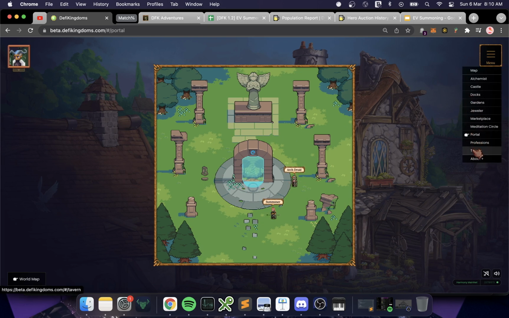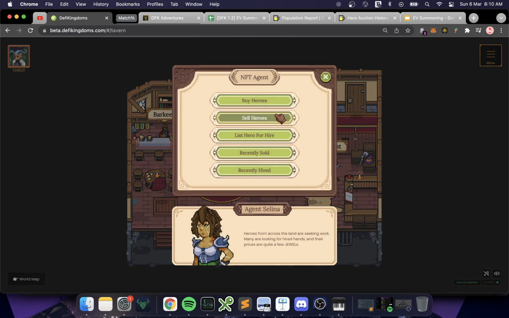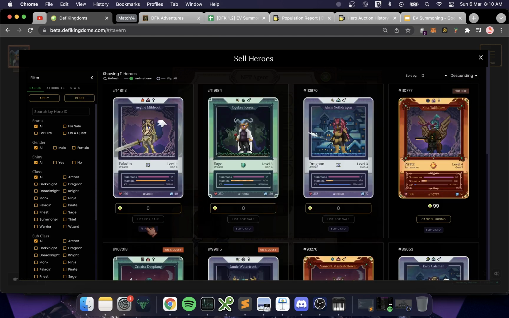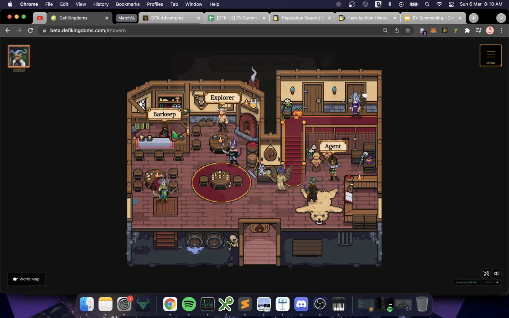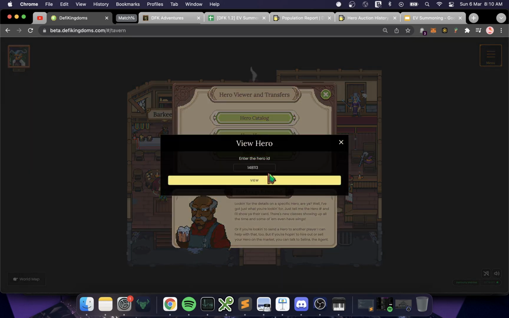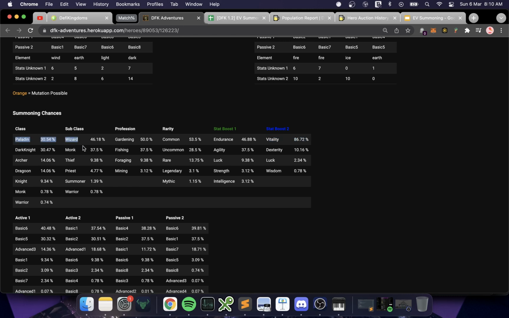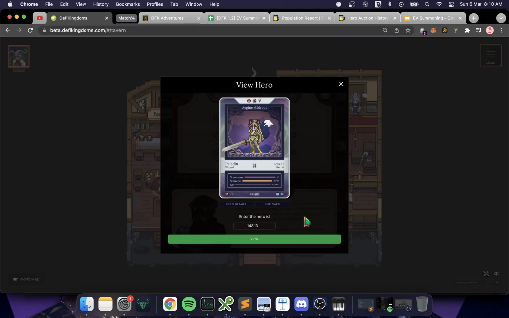All right, let's see what we get. ID sending. Okay, so we get a paladin. Ooh, that's good. Let me show this one bigger. So we don't get an archer, luckily. So this is what we get: a level 1 Gen 4 paladin wizard. Now, is it a gardener? It's a fisher, so I'm happy.